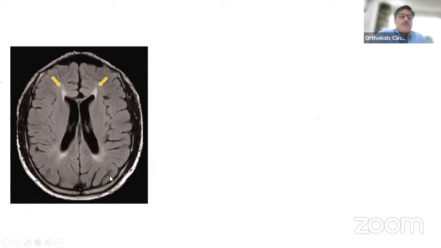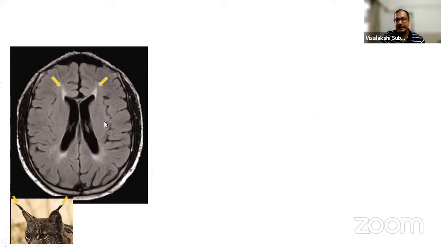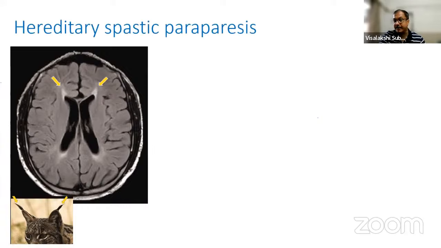Despite this being reported as periventricular leukomalacia, this is what we call the ear of the lynx sign. Lynx is a form of cat, and you can see the cat's ears appear in this manner. And this is a very typical sign that we see in HSP, so hereditary spastic paraparesis.